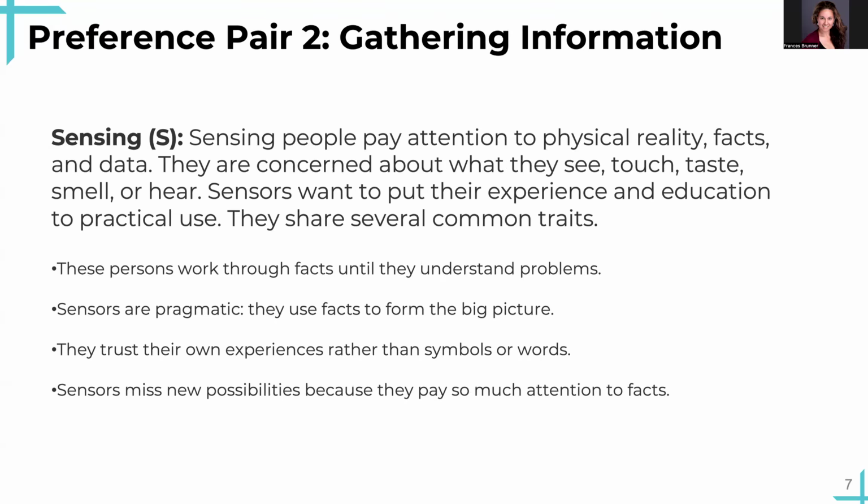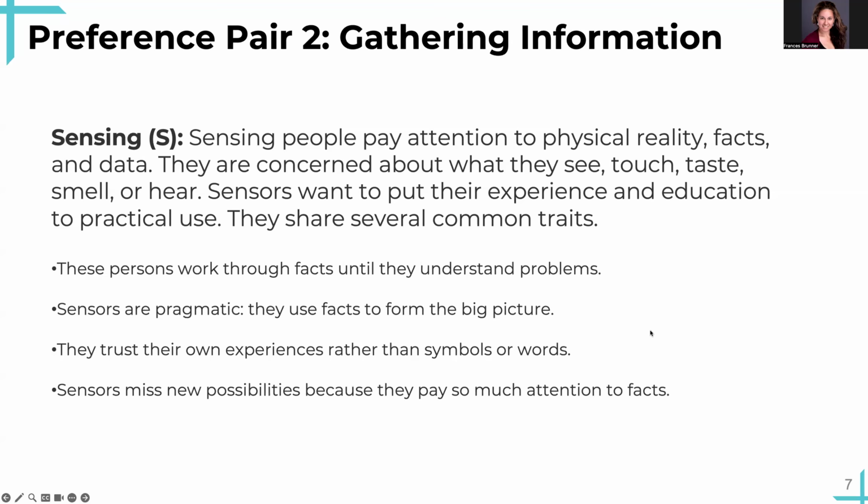Sensing. So sensing refers to the physical reality, the six senses, and their practical experience and education. So these people tend to work through the facts and they want to understand the root of issues. They can take all of those components and form a big picture. They trust their own experiences rather than symbols or words. And they might miss new possibilities because they pay so much attention to facts.